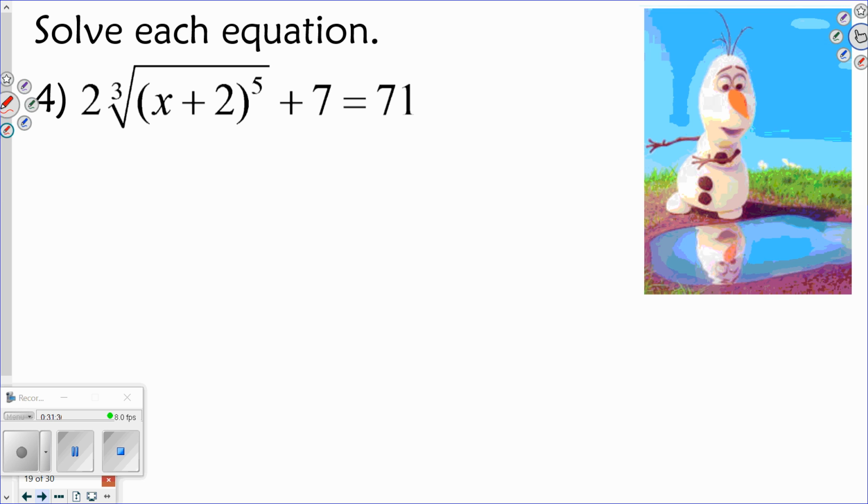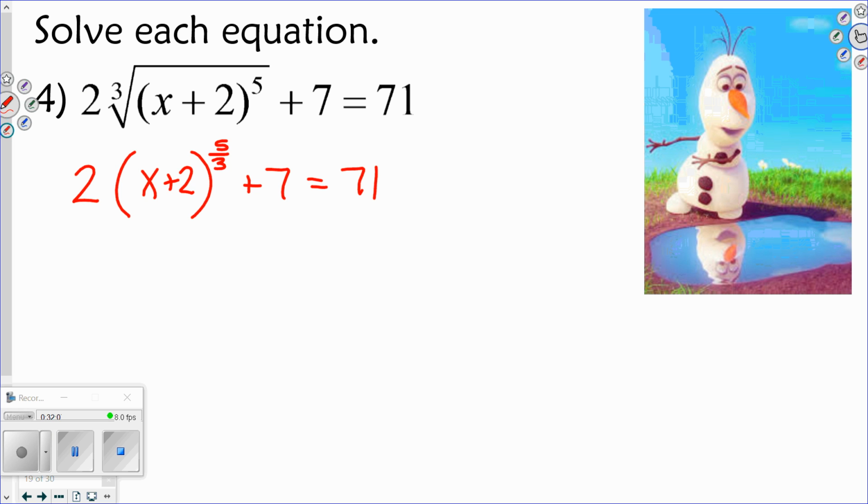All right, let me see. Oh, yeah, look at number 4. I have a cubed root of something to the 5th power. Do you know how to rewrite that? We know how to write this. So this is 2 times x plus 2 to what power? 5/3. So if you have something written like that with the radical and the root and the exponent and all that craziness going on in there, you can just rewrite that, flip it into your other form. That is totally fine. It makes that problem a lot easier.